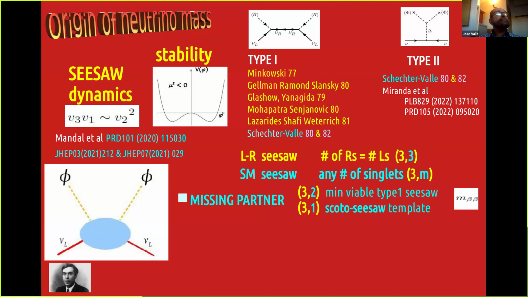Today we know that there are 3 left neutrinos. At the time that we wrote this paper, we didn't know the number of left neutrinos. It was much before LEP, it was 1980. So we know the number of left neutrinos, but still one can have 3,2, 2 singlet neutrinos, or 3,1. 3,2 is the minimal viable type 1 seesaw, in which both solar and atmospheric mass splittings arise at tree level from the seesaw. In contrast, 3,1 only gives 1 neutrino mass from the seesaw.